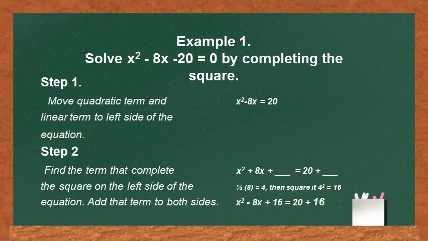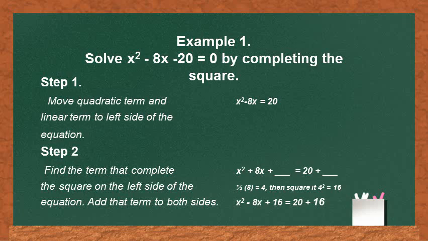Here is example number 1. Solve x squared minus 8x minus 20 equals 0 by completing the square. So we have step 1. Move the quadratic term and linear term to the left side of the equation. So it will become x squared minus 8x is equal to 20.